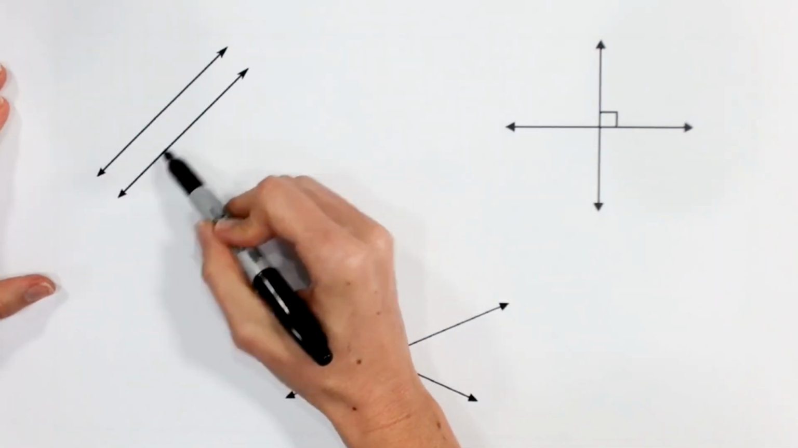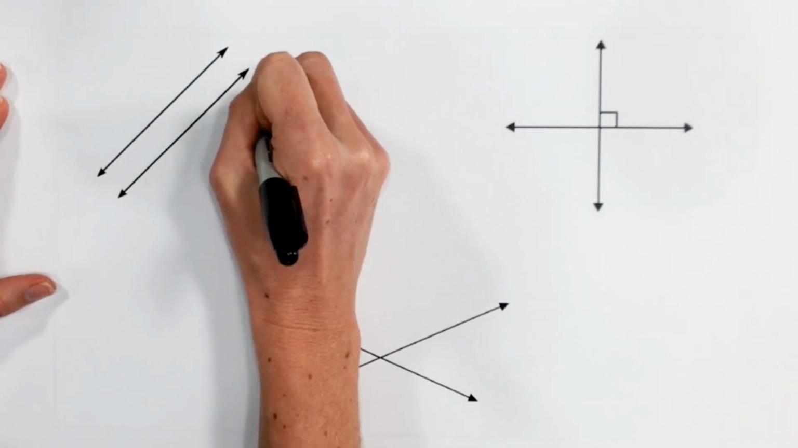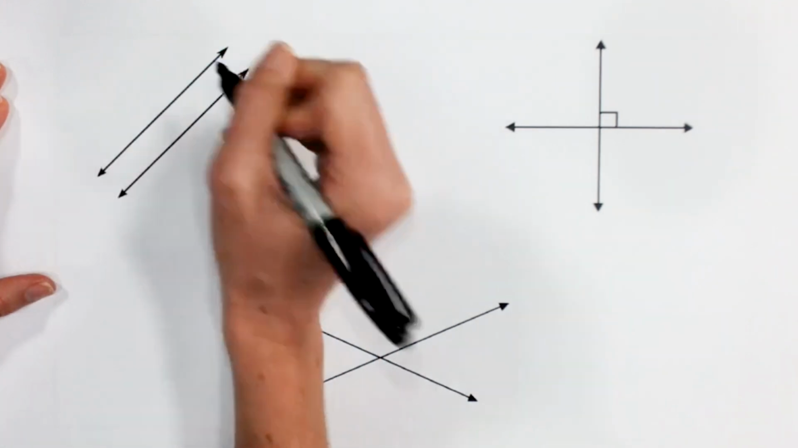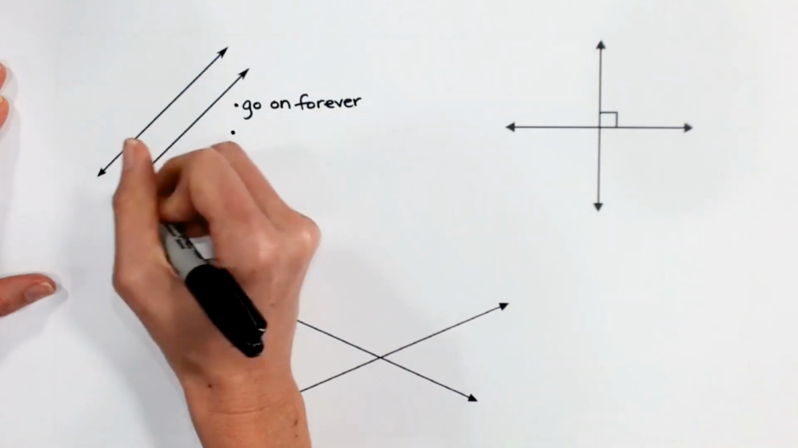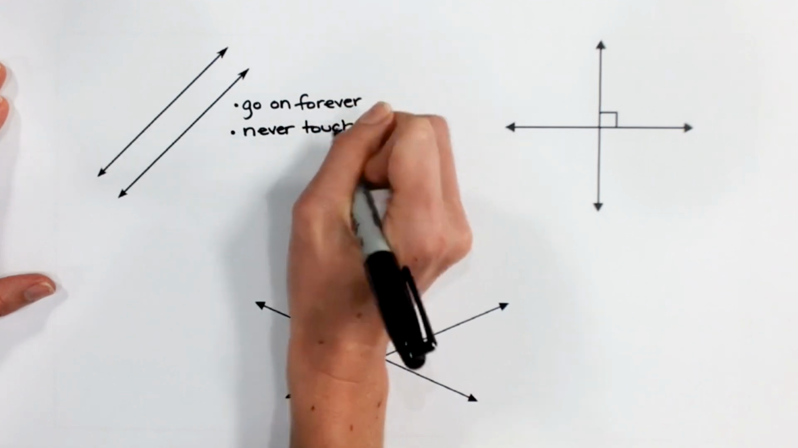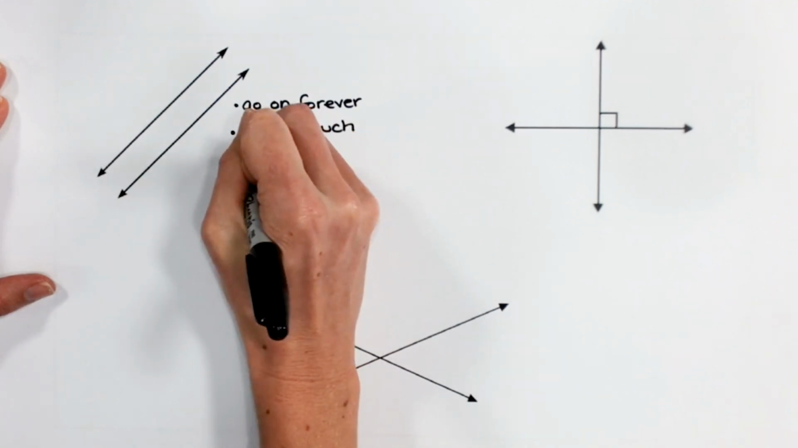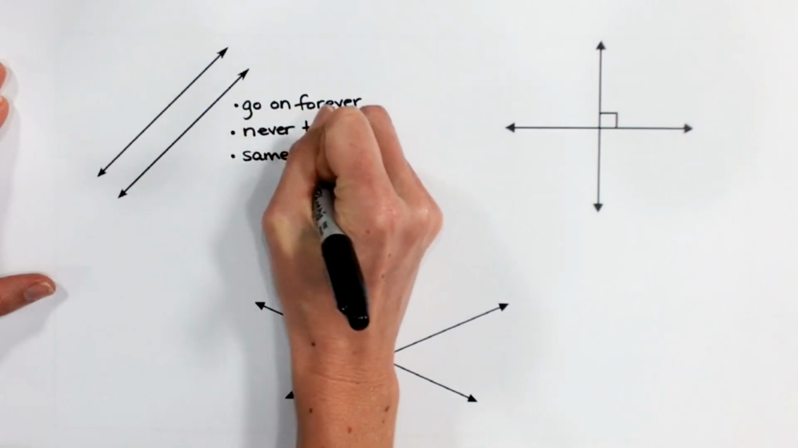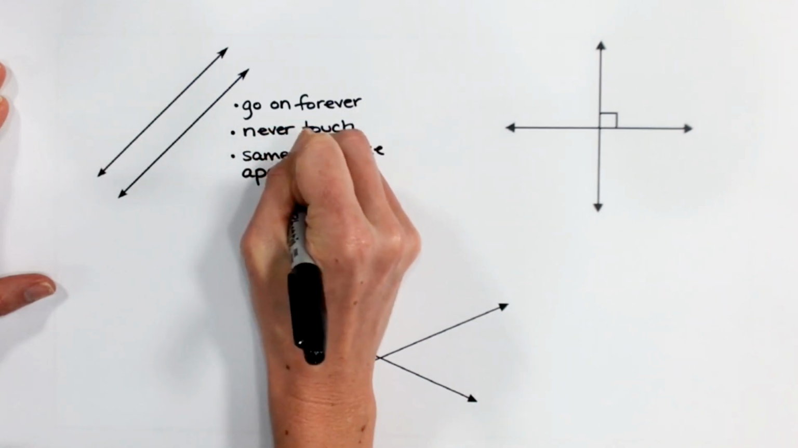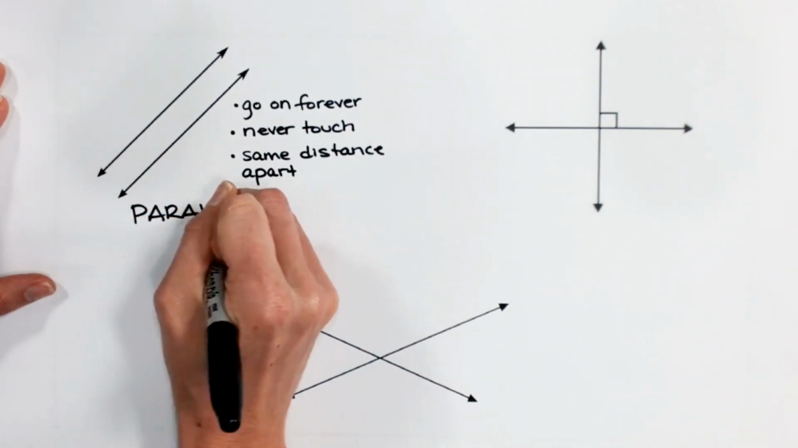Let's take a look at these two lines over here first. I can see that these two lines will go on forever. There's no endpoint. Next, I see that they are not intersecting. They never touch. And finally, as they go on forever and never touch, they stay the same distance apart. So we can go ahead and classify these lines as parallel lines.